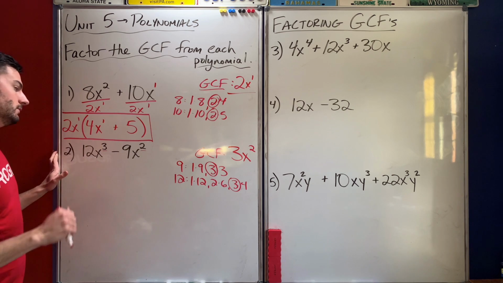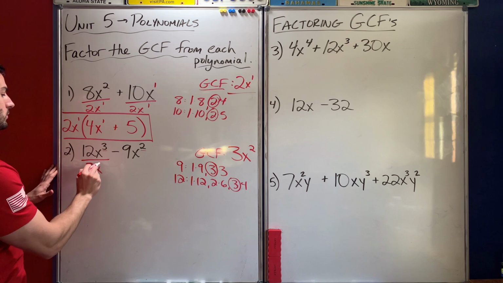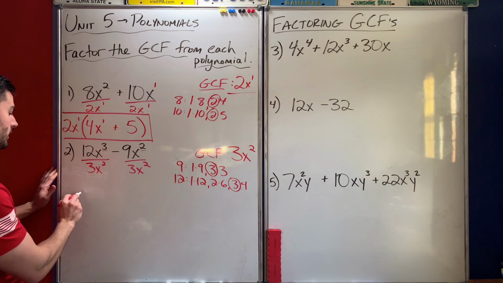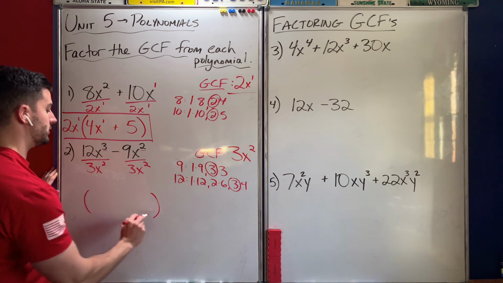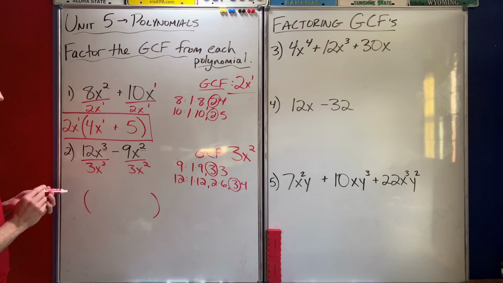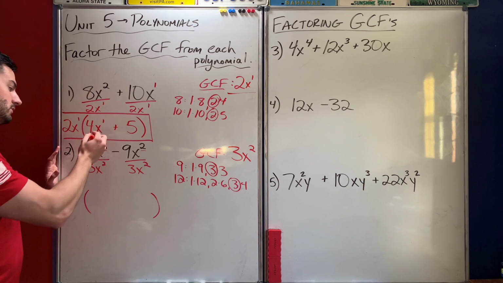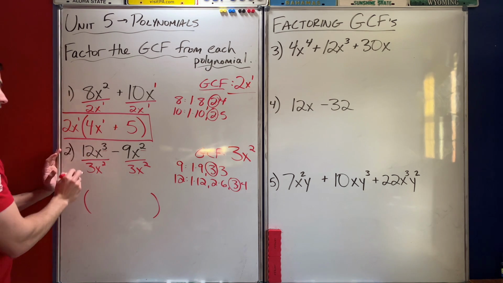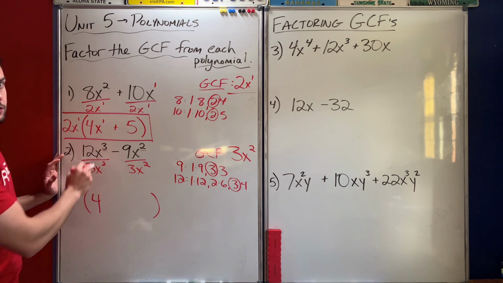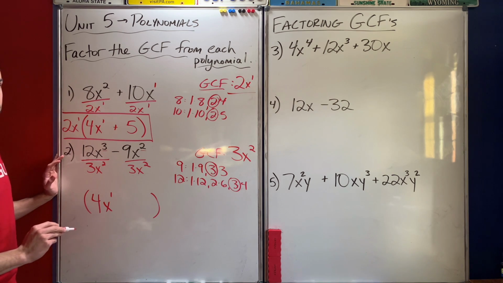So step 1, good. Step 2, I divide by that, right? So divide by 3x squared, divide by 3x squared, okay? And that's going to give me my smaller group. That's going to be kind of that group in my answer, okay? So I divide these, again, following that rule, divide the big numbers, subtract the little numbers. So 12 divided by 3 is 4. X to the third divided by x squared. So 3 minus 2 would be 1. So that's 4x to the first.